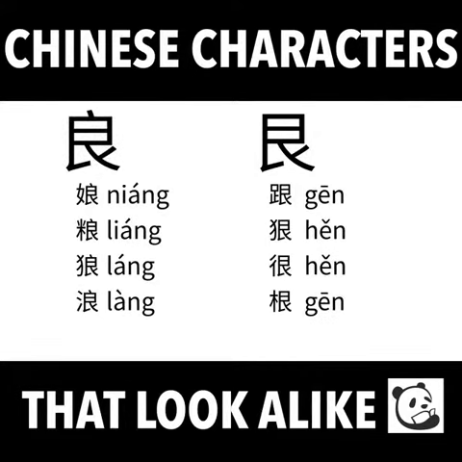The one with the dot is pronounced liang, and it's used in characters pronounced niang, liang, lang, lang, and so on. The one without the dot is pronounced gun, and it's used in characters pronounced gun, hen, gun, and so on.